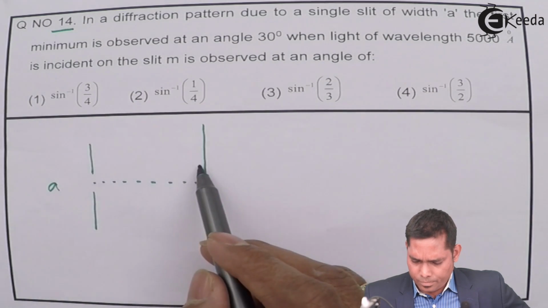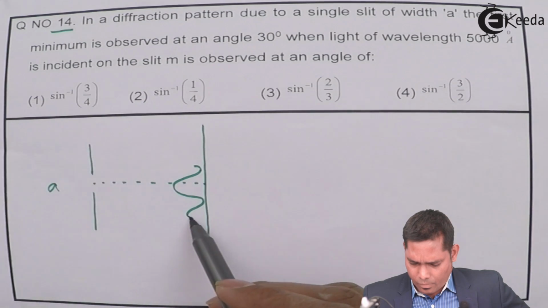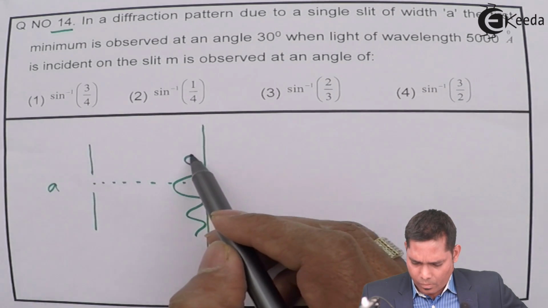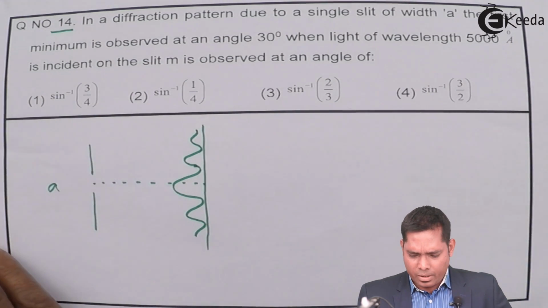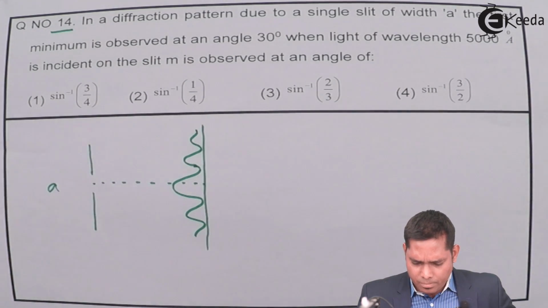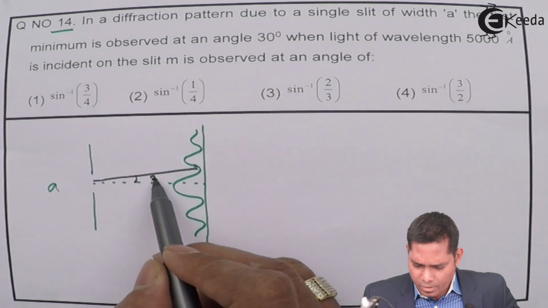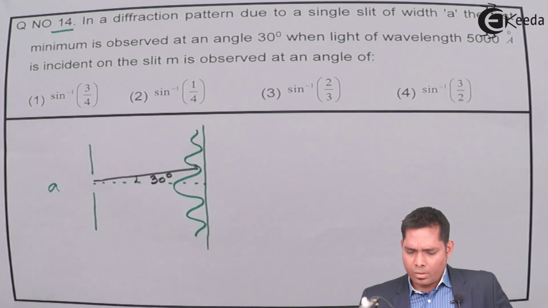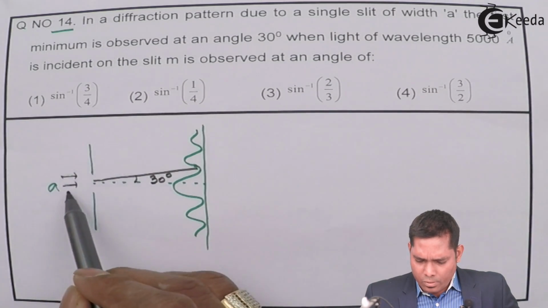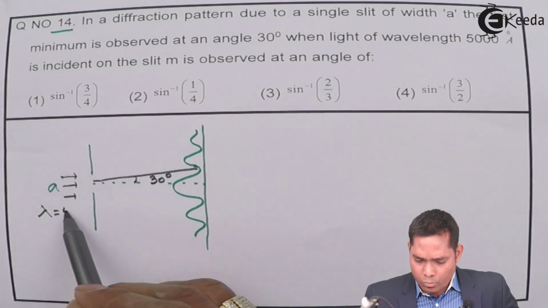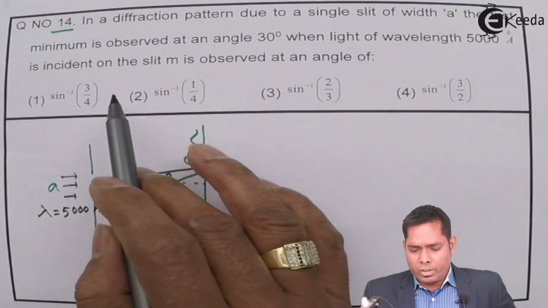Suppose that the first minima is observed at 30 degree. So this is the first minimum, observed at 30 degree. When light of wavelength 5000 Armstrong is incident on the slit.